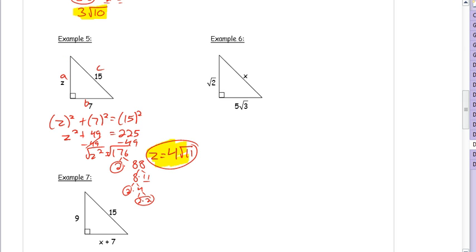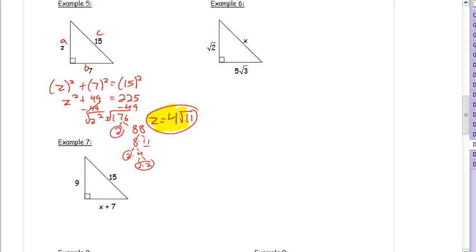Let's look at 6. It actually looks harder. It'll probably be easier, and I'll show you why here in a second. So we have a, b, c. So we're going to have the square root of 2 squared plus 5 times the square root of 3 squared equals x squared. Okay, a square root and square are opposites of each other, so what we're going to see happens is a square root and a square cancel, so we're left with just 2.